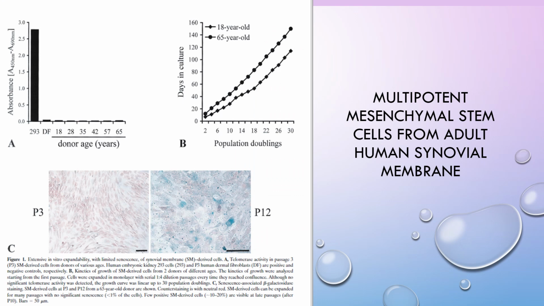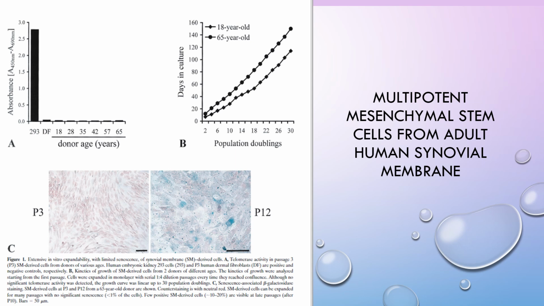The final figure that I want to show here is from a paper having to do with multipotent mesenchymal stem cells from adult human synovial membranes. And here they wanted to look at the in vitro expandability with limited senescence of the synovial membrane derived cells. So SM-derived cell cultures were initiated as primary cultures of cells that grew out of SM-derived cell suspensions by selectively attaching to tissue culture plastic.